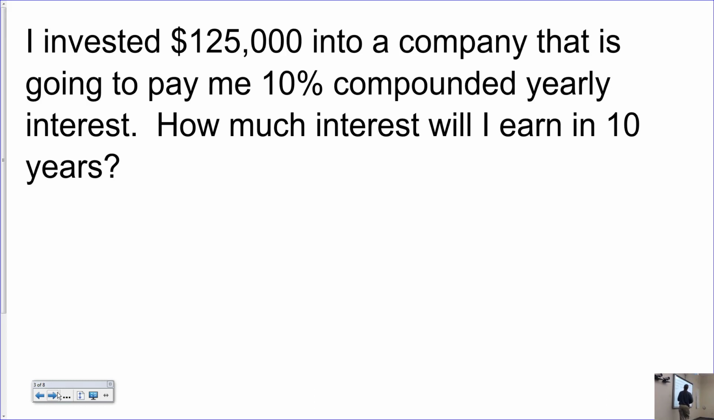So, let's suppose I invested $125,000 into a company that's going to pay me 10% compounded annually. How much interest am I going to earn over 10 years? So, how are we going to do this problem? First off, is this walking forwards or backwards? Forwards, right?